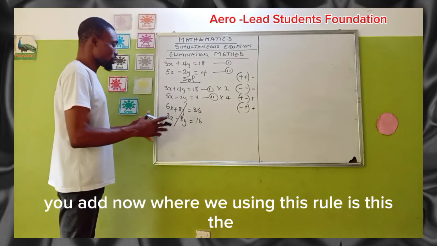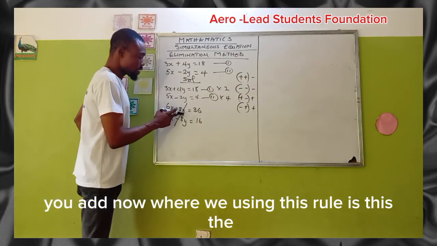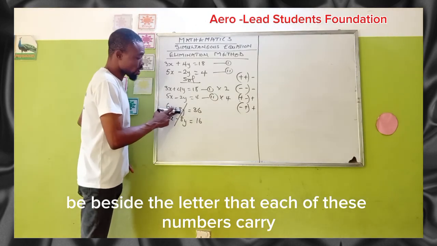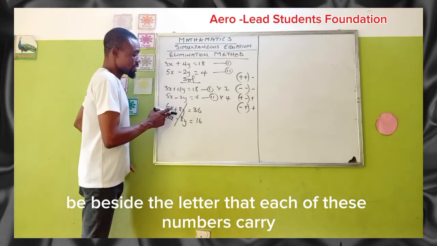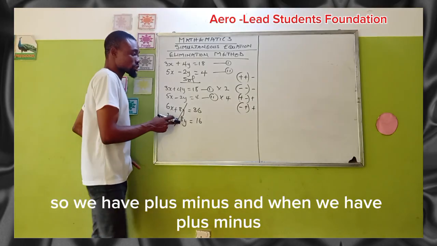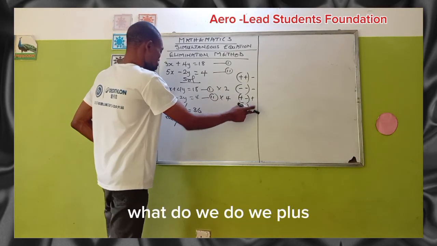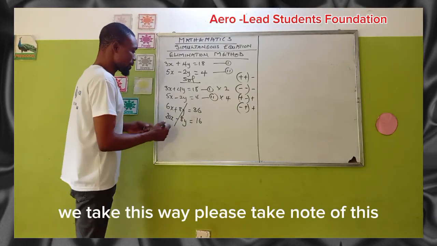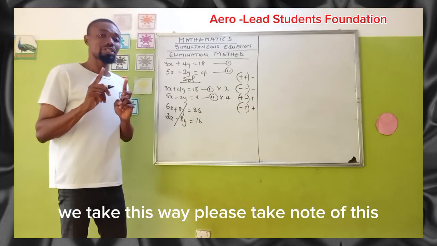Now where we're using this rule is this. The sign beside the letter that each of these numbers carry. Here is plus, here is minus. So we have plus minus. And when we have plus minus, what do we do? We add. So there you go. We take it this way. Please take note of this.